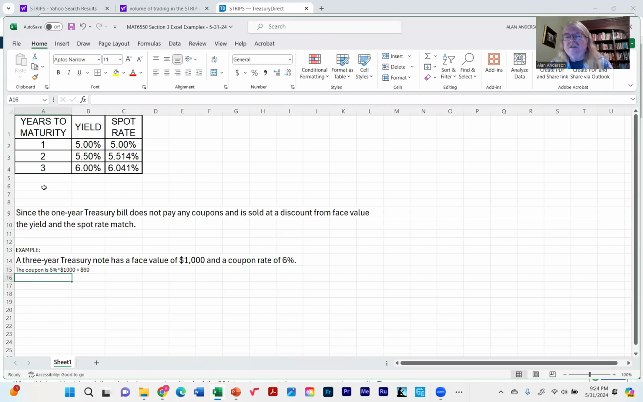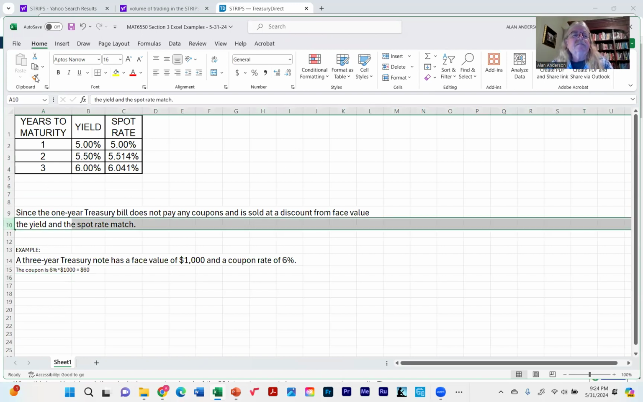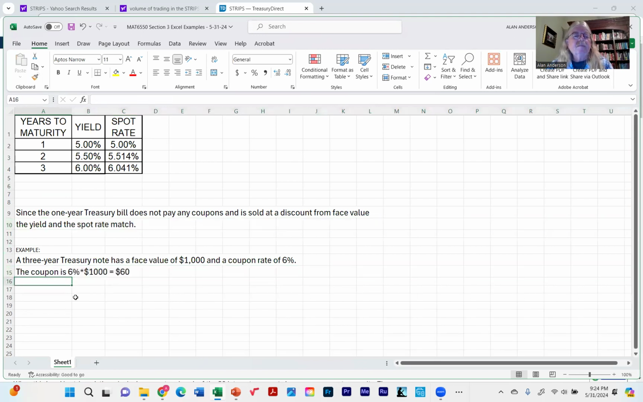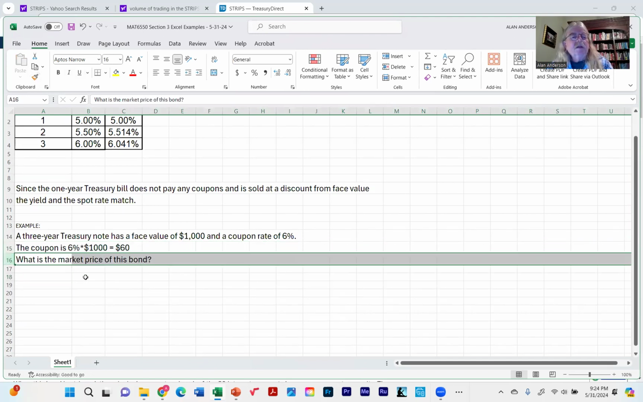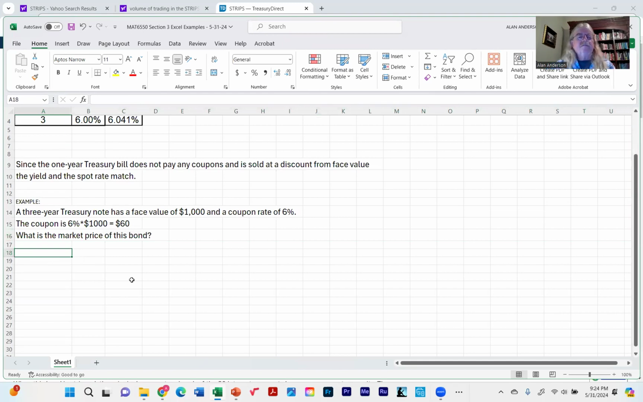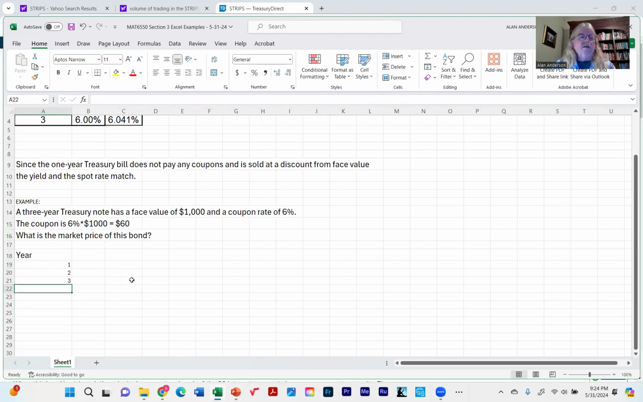By the way, we're doing this with annual cash flows just to keep it simple. What is the market price of this bond? Well, we can answer that question in 2 equivalent ways. So what we're going to do is create a chart: 3 years, 3 cash flows. First, we're going to calculate the present value using yields, and then we'll do the same thing with spot rates. It'll be interesting to see what happens here.